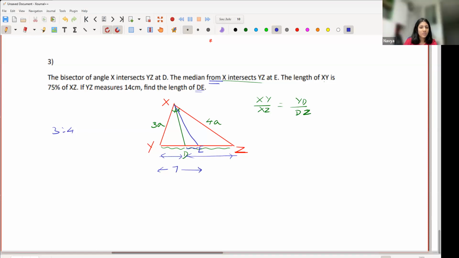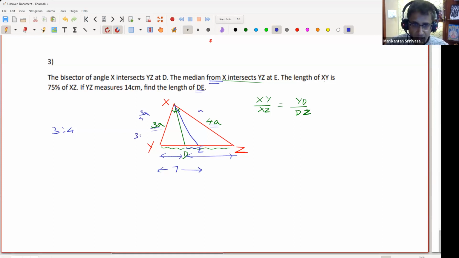How do you get XY is 3a? I'm just saying 3:4. So I can assume this to be 300a and 400a. I can assume this, like you said, 3/4a and this is a. That's fine. I can either call it 3/4a and a, or I can call it 3a and 4a. Doesn't matter, the ratio 3:4 is what matters. Or just for fun, I could call this 3000a and this 4000a. All of them are equivalent, right?